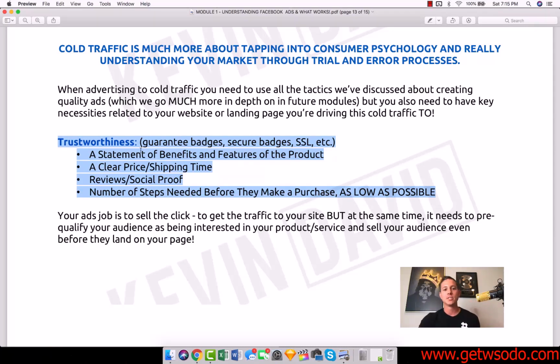It has statements of benefits and features. It has beautifully optimized images. It has a very sleek user experience on both desktop and mobile. There's tons of reviews and social proof, right? And the number of steps needed to make a purchase is as low as possible.